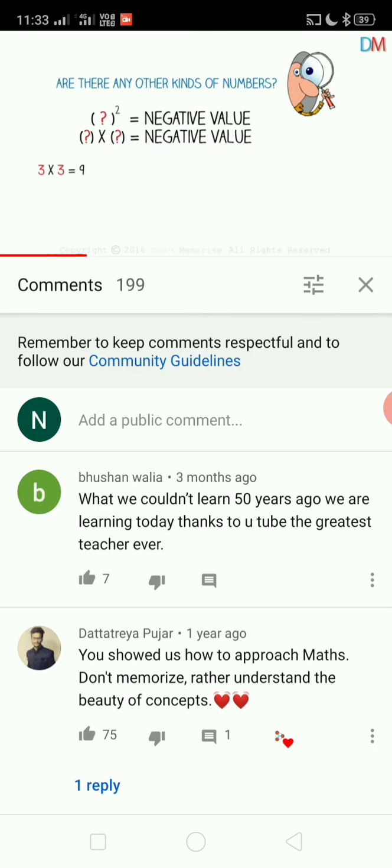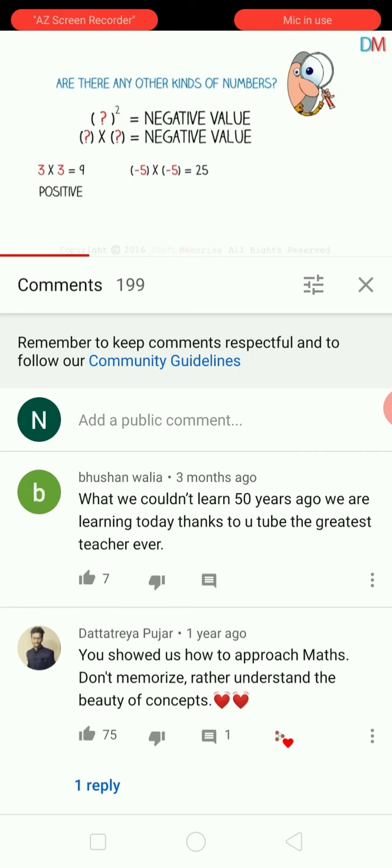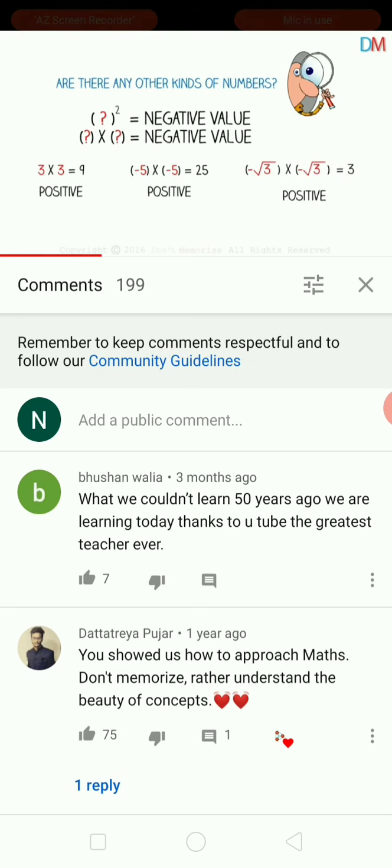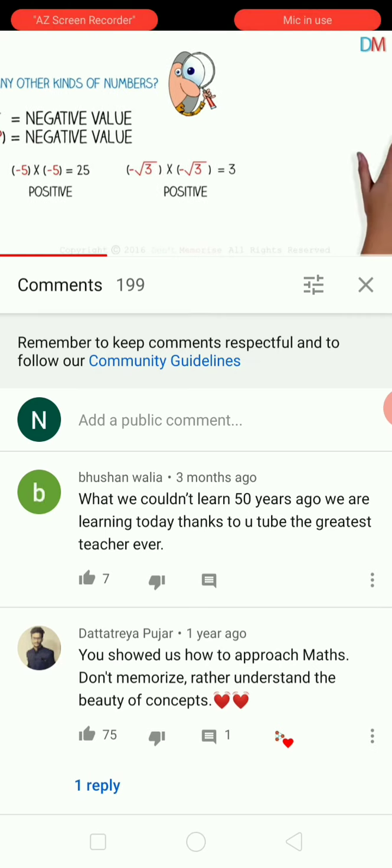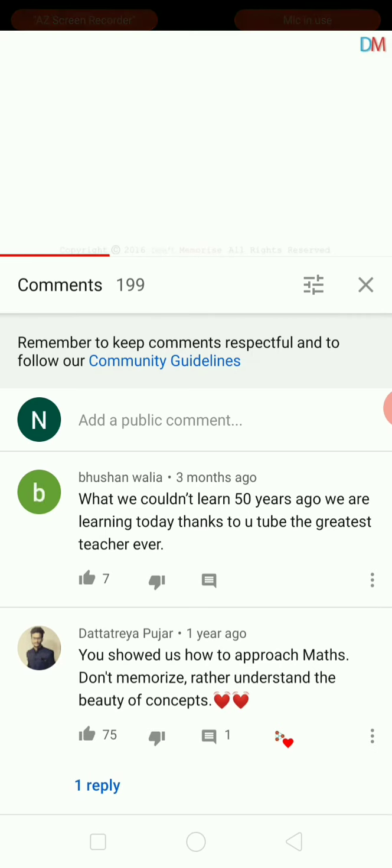3 times 3 is 9, positive. Negative 5 times negative 5 is 25. Again positive. Negative root 3 times negative root 3 is 3. Positive again. No luck. We'll come back to this. Don't worry. So we've studied quadratic equations in middle school.